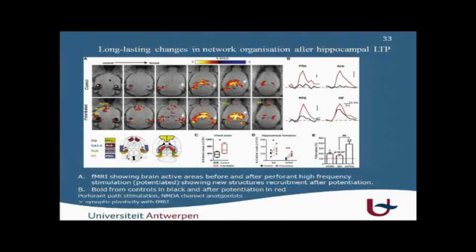When they do the same experiment with NMDA antagonists, it didn't work. So this is showing how long-term potentiation increases your circuitry, so involves more neurons in its activity, and that you can show this with functional MRI based on hemodynamic responses.